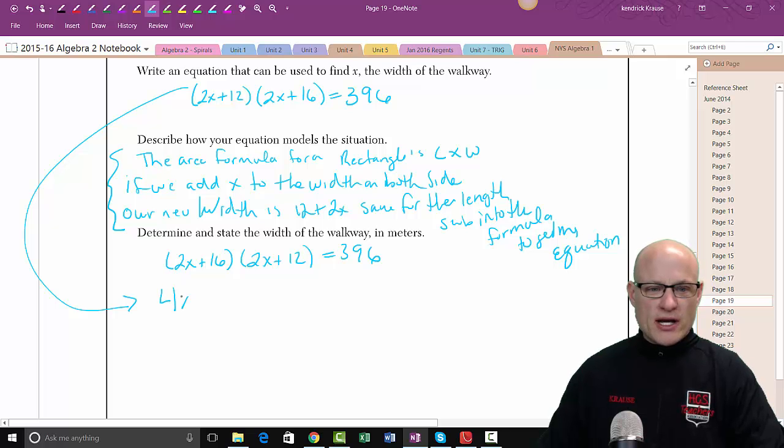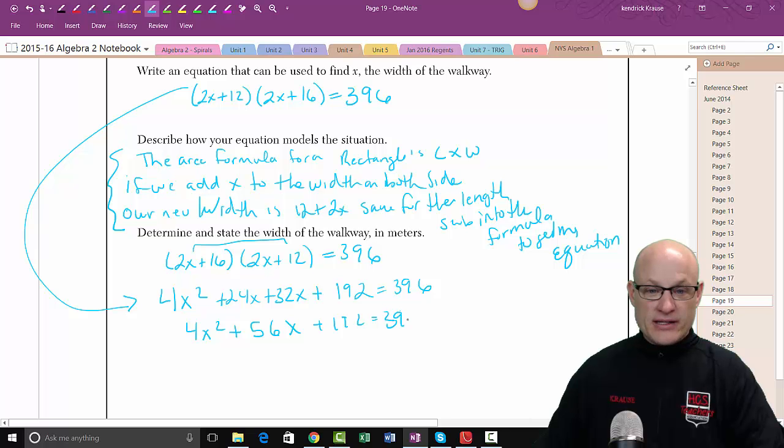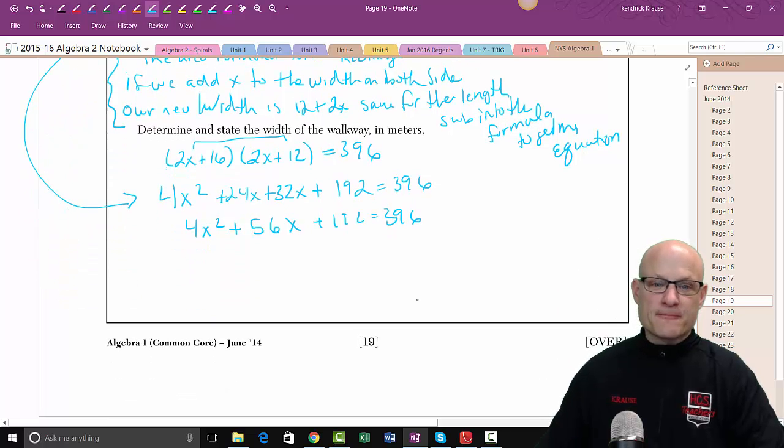So I'm going to get 4x squared plus 24x plus 32x plus, let's see, 16 times 12. 15 times 12 is 180. So plus 192 equals 396. Combining like terms, I get 4x squared plus 56x plus 192 equals 396. I'm on the end of my thing. Oh, great. I'm out of room.